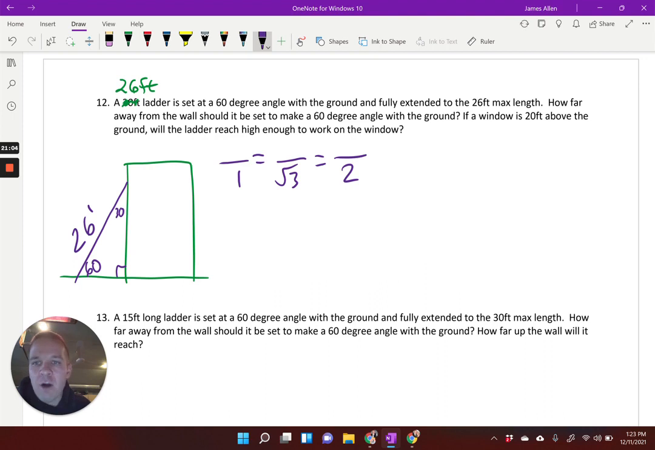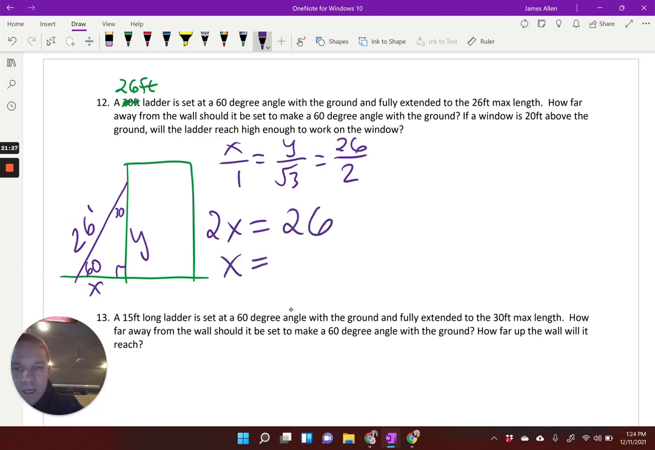Okay, how far away from the wall should it be to make a 60-degree angle with the ground? So that's the ground here. That's across from my 30, so that'll be my x. How high up will it reach, or will I be able to work on a window that's 20 feet up? We'll call that my y, which is across from the 60, so that goes here, and across from my 90 is 26. Let's solve for x first. So I get 2x equals 1 times 26, which is 26, so x equals 13. So 13 feet away is where I should place that.